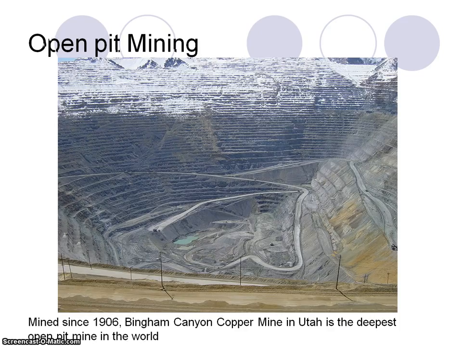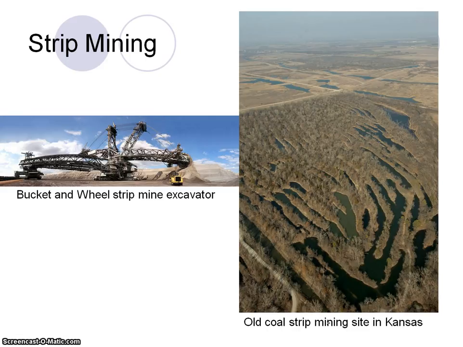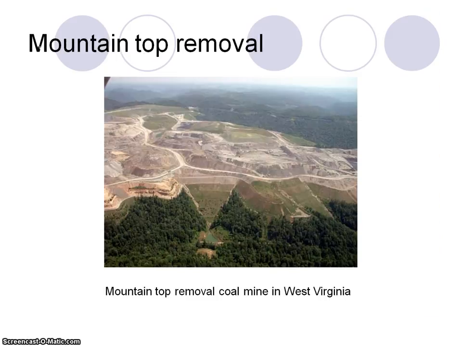Picture of an open pit mine in Utah, deepest mine in the world as far as open pit goes. This is a copper mine. Here you have an example of what a strip mine looks like. This is one in Kansas. It's a coal strip mine. It's not being used anymore. They've actually tried to convert it into like a wetland type area. And then mountaintop removal. So those are just three examples or three pictures of the types of surface mines that you can get into.